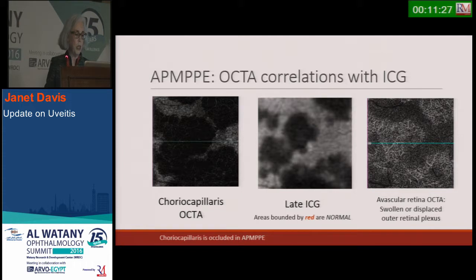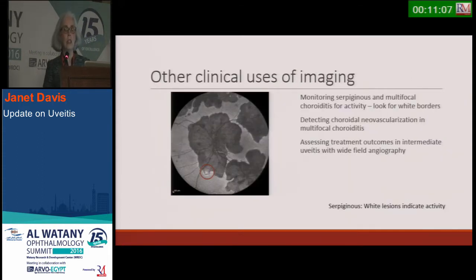Very different from what you see on angiography. The normal areas are here, perfused, they are light. On ICG, they are light, perfused, and these dark areas are where you have closure of the choriocapillaris in AMPI. It's the best demonstration that I have seen that demonstrates it's not a pigment epitheliopathy, it is a disease of the choriocapillaris. There are other clinical uses of imaging, and these were referred to this morning.